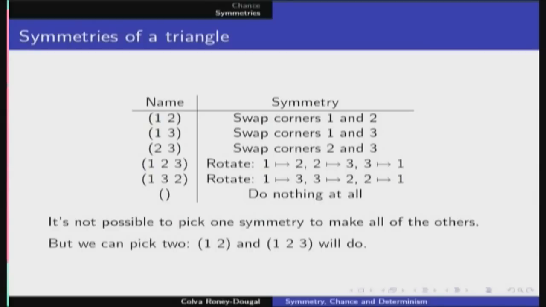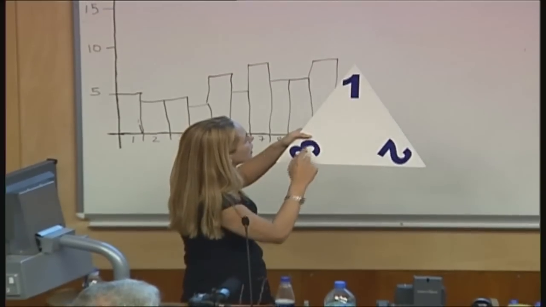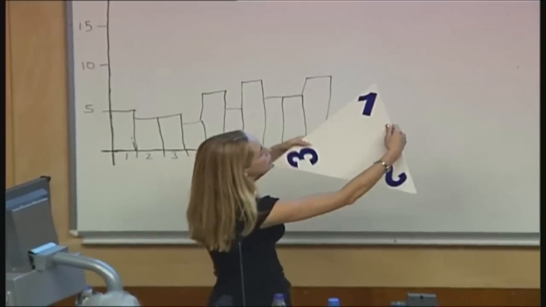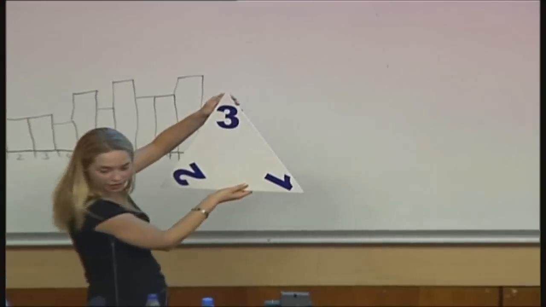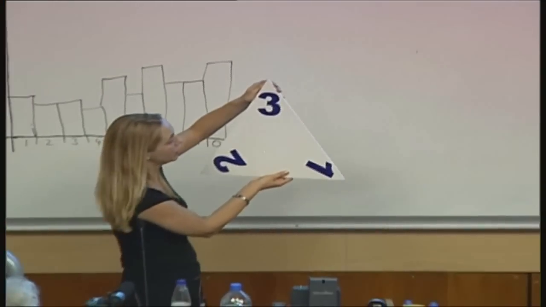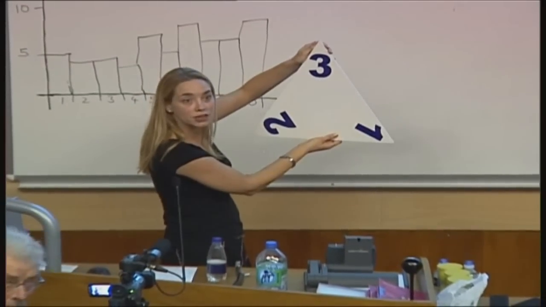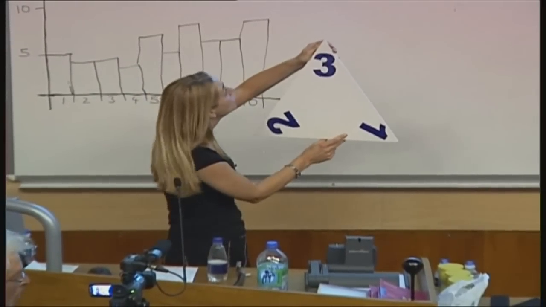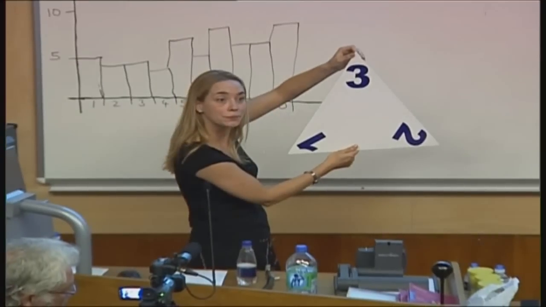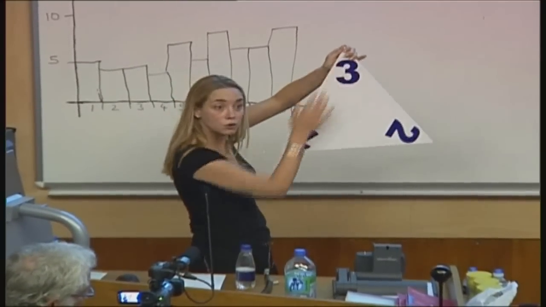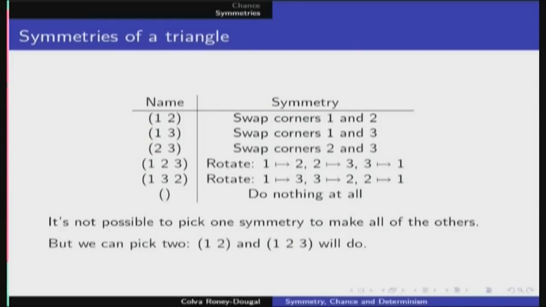What about 1 and 3? I want to get 1 down to there, and 3 up to there. Well, what I'm going to do is I'm first of all going to do my 1, 2, 3 rotation. I've sent 1 to where 2 was. I've sent 2 to where 3 was. I've sent 3 to where 1 was. And now I'm going to use my 1, 2 flip. And what have I done having done that? Well, 2's still in its right place, but 1 and 3 have swapped sides. So I've managed to make 1, 3 by using only 1, 2 and 1, 2, 3.